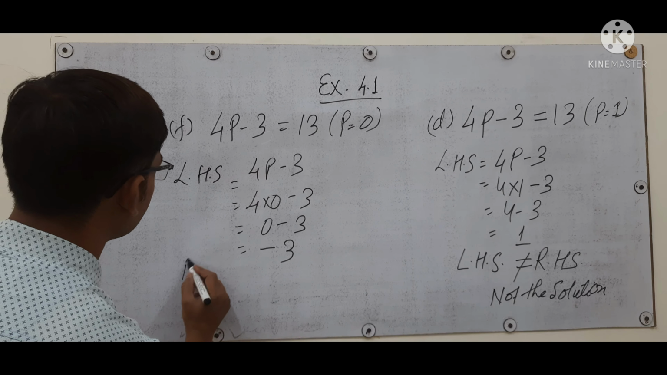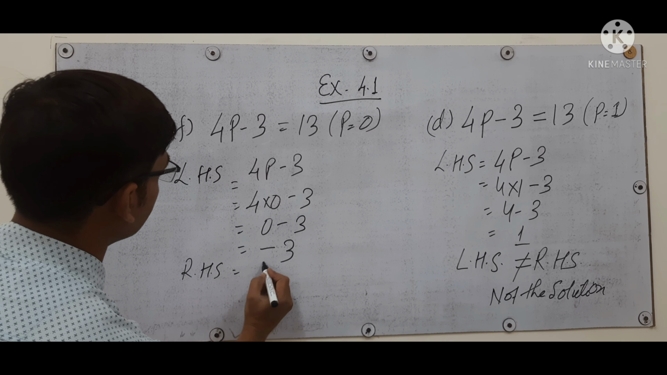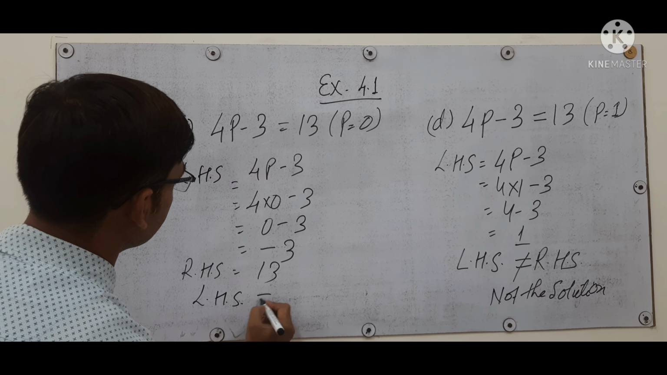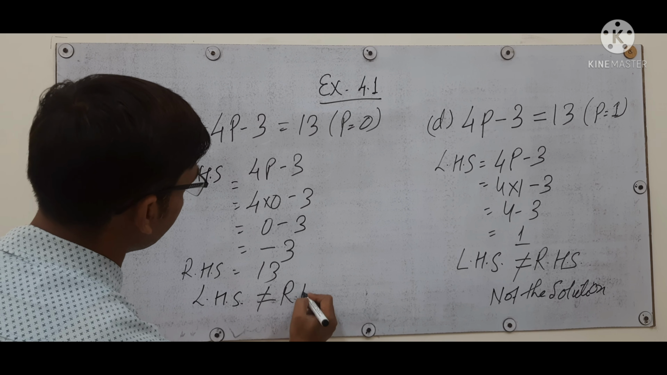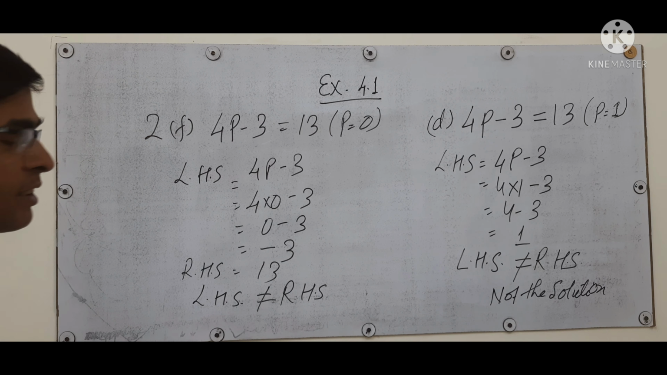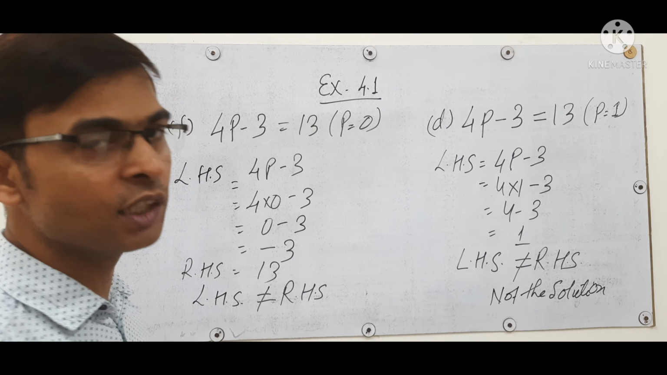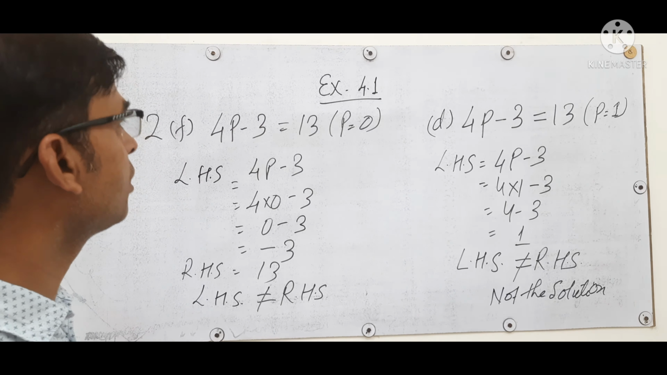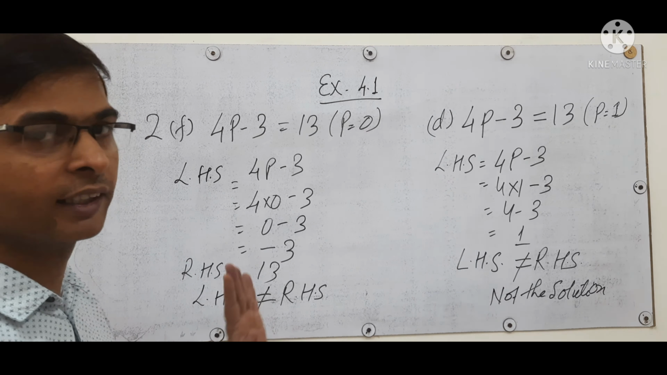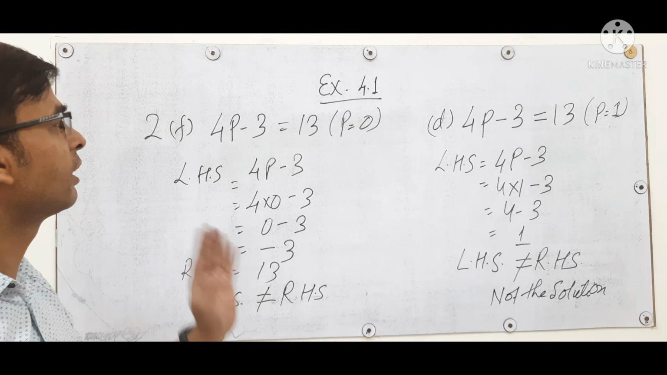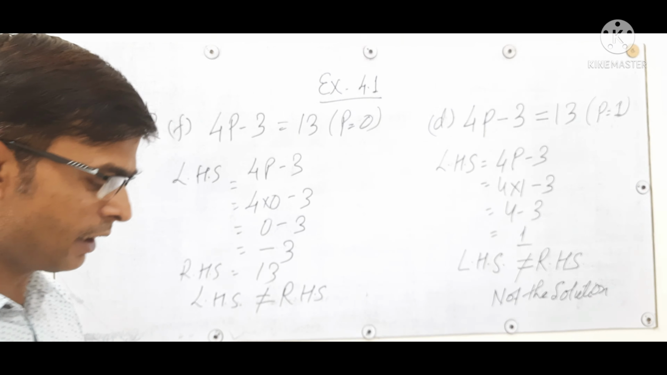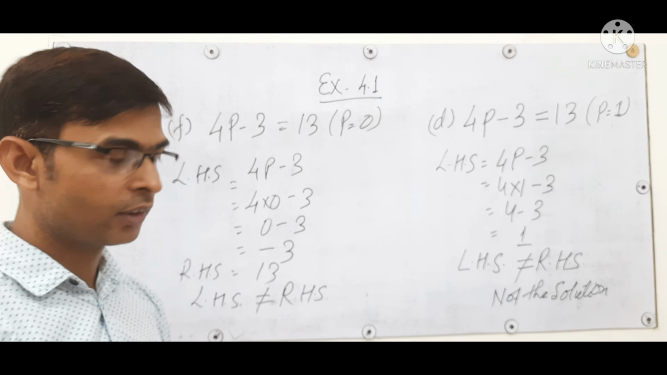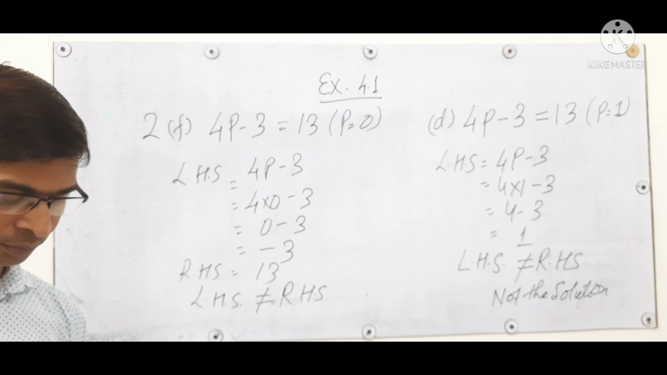But the right hand side given is 13. So the left hand side is not equal to the right hand side, and if the left hand side is not equal to the right hand side, it means the value given in the bracket is not the solution of the question. That is, when p equals 0, the answer will not be 13, the answer will be minus 3. So you must note it down.